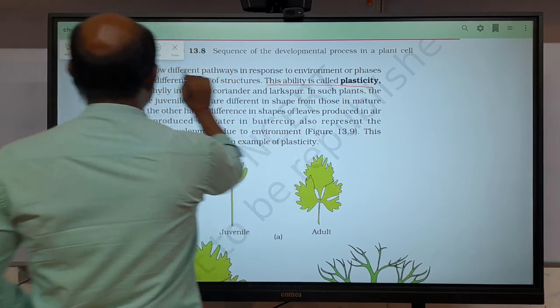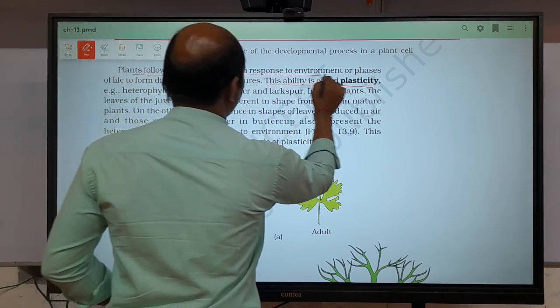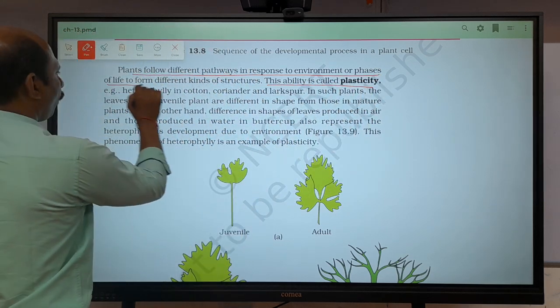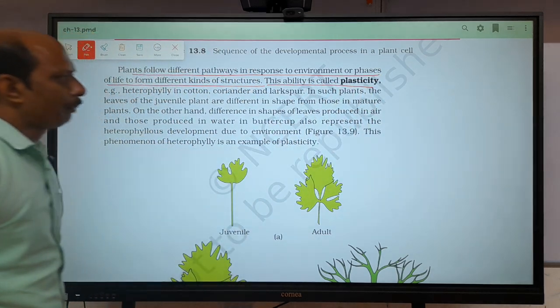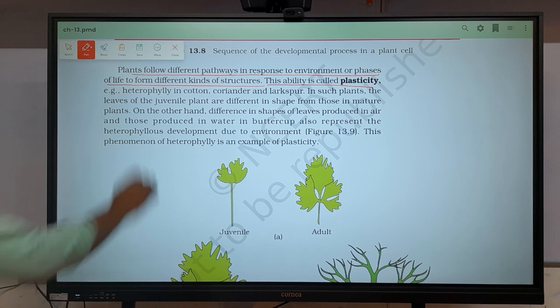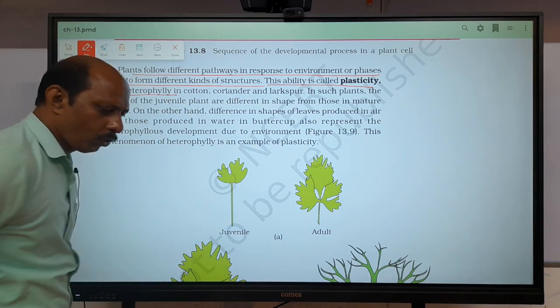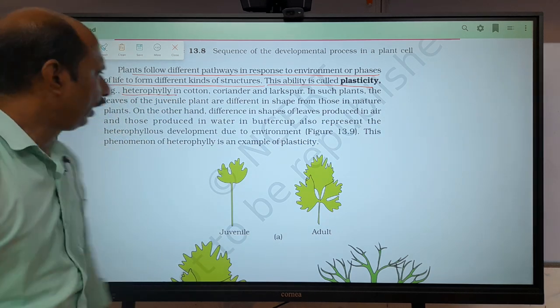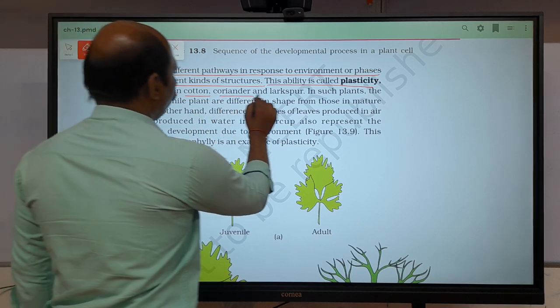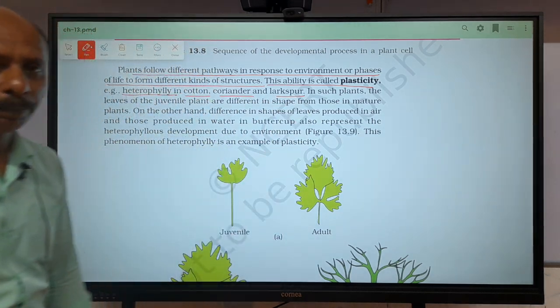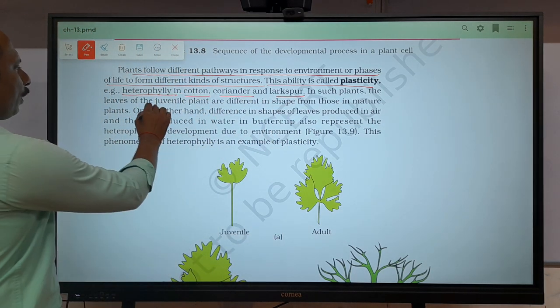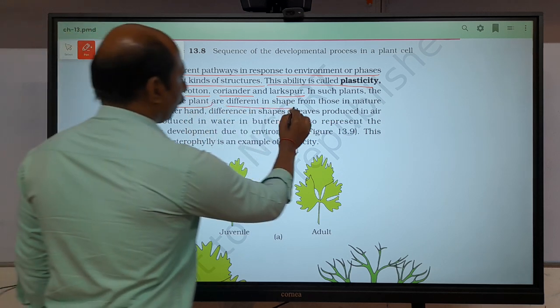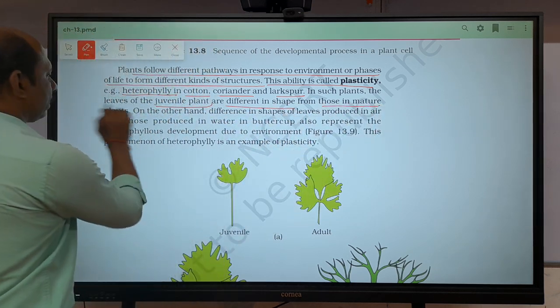What is the ability? Plants follow different pathways in response to environment or phases of life to form different kinds of structures, and this ability is called plasticity. As for example, heterophily. Hetero means different, phily means leaf. Different leaves in the case of cotton, coriander and larkspur. It is given as an example, right? In such plants, leaves of the juvenile plant are a different shape from those in mature plants.